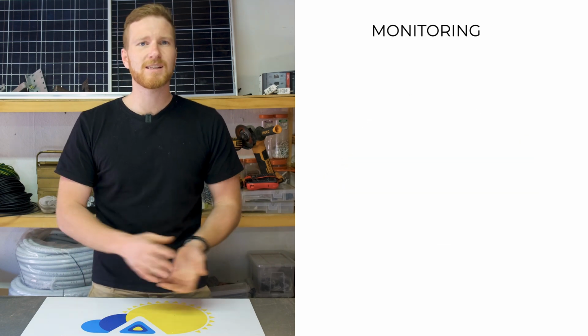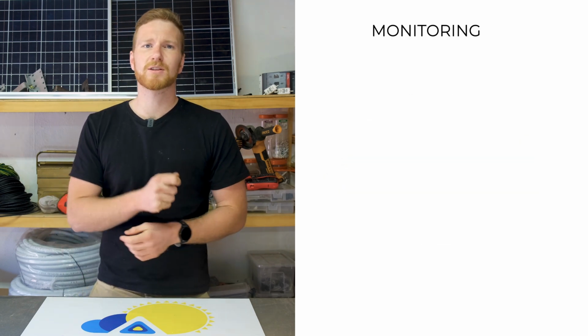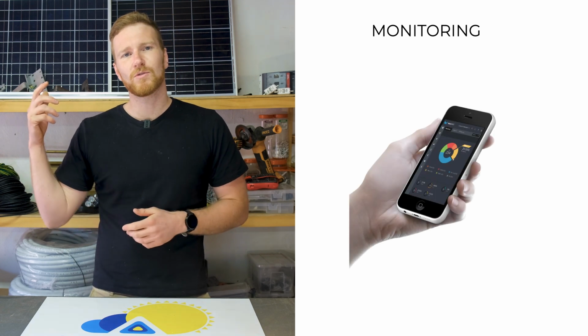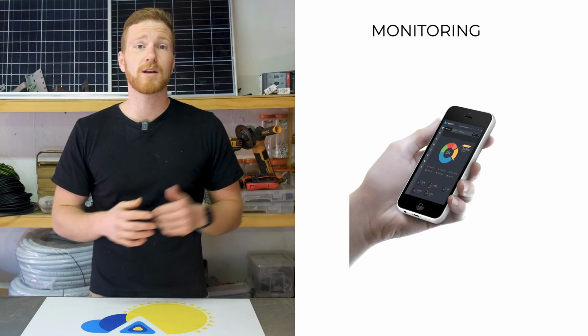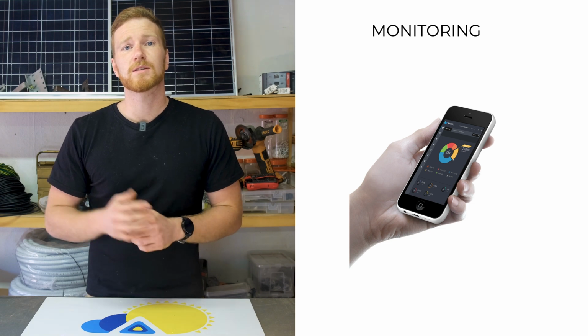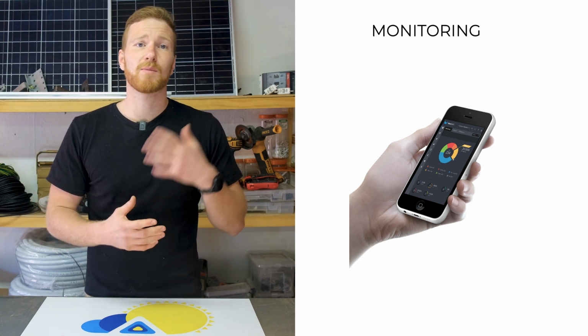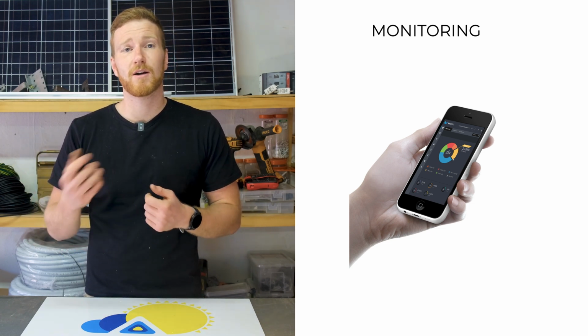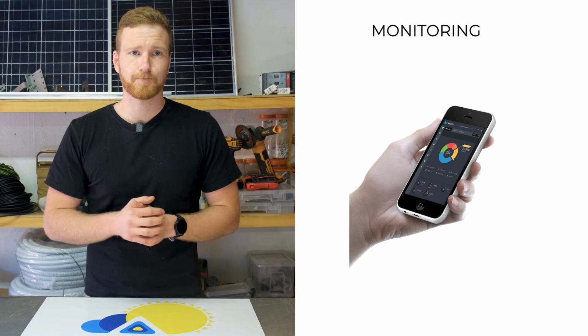Monitoring. Inverters these days will come with nifty monitoring software, which you can then connect to your Wi-Fi and then monitor remotely wherever you are in the world. You can see how much solar energy you produce, how much grid power you consume, and the current health of your batteries.